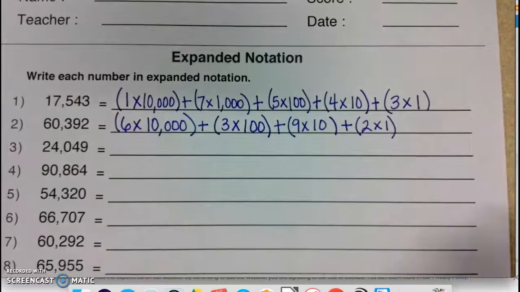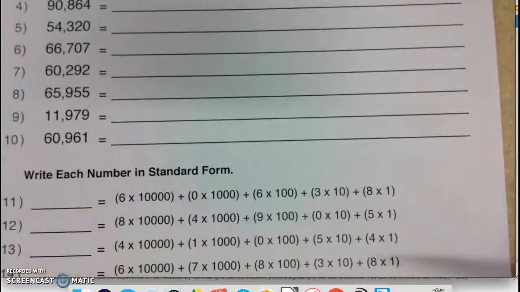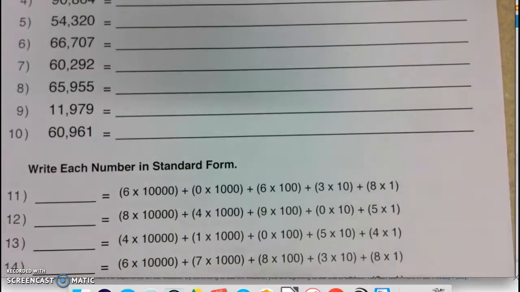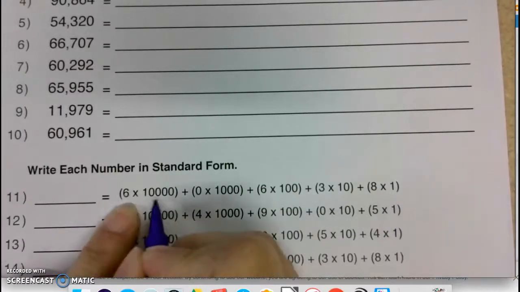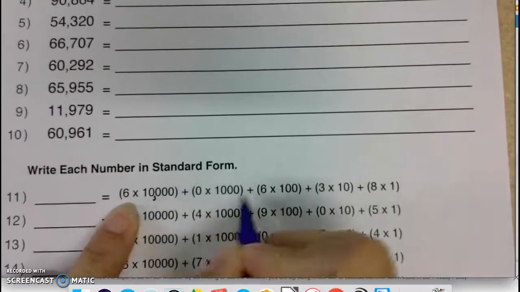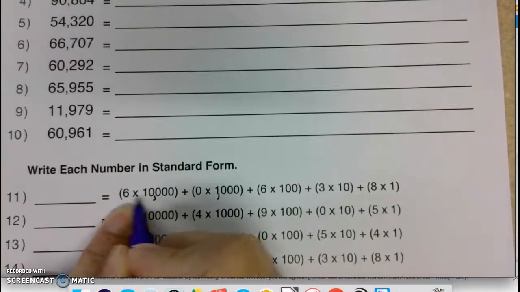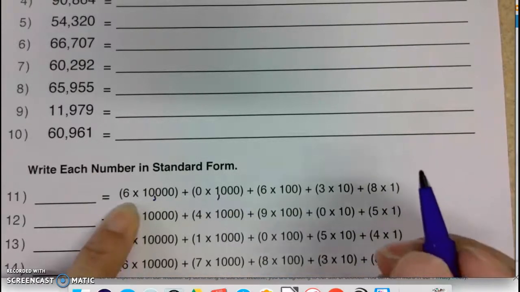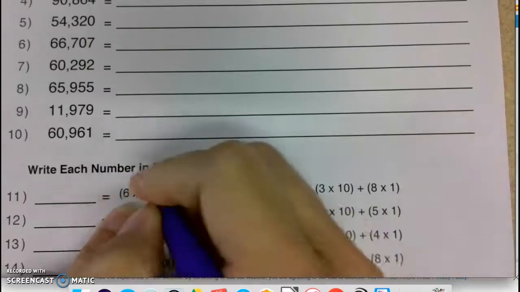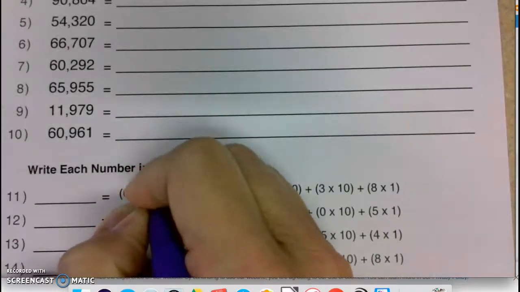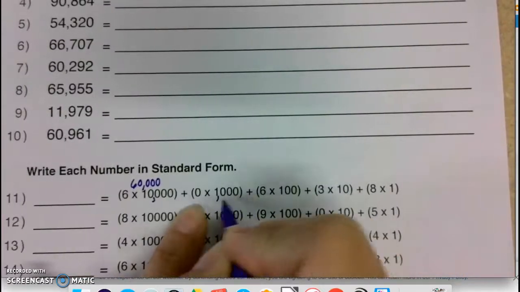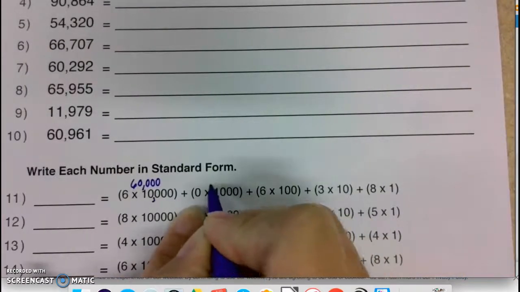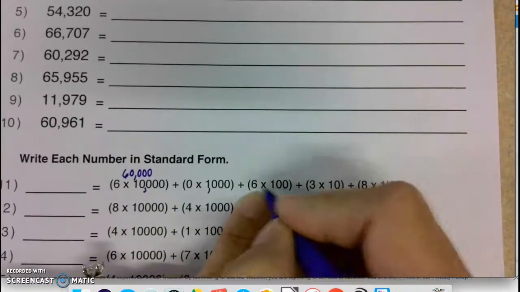Let's look at number 11. Okay. So let's look at this work here. If you want to put your comma in there, you can. You don't have to. So 6 times 10,000, what would that make? 60,000, right? And 0 times 1,000, that's not going to make anything, is it? That's just going to be 0. So I'm going to leave that one blank.